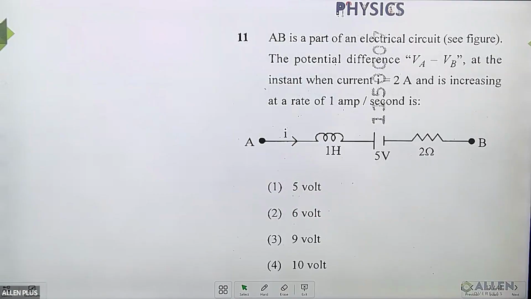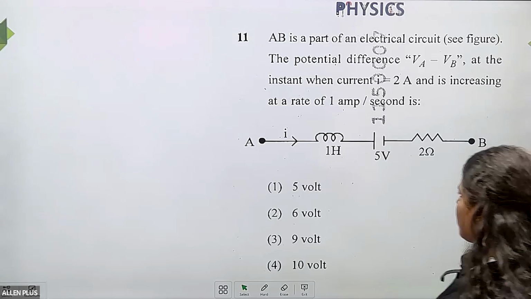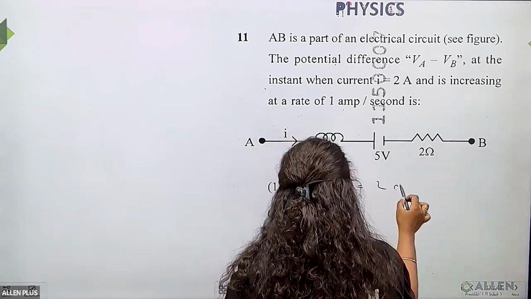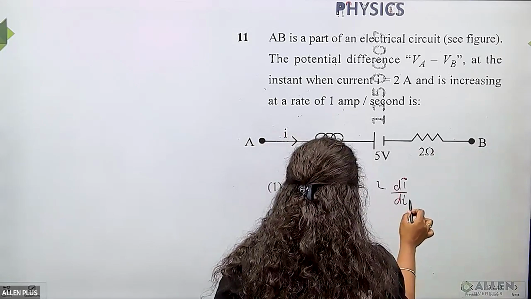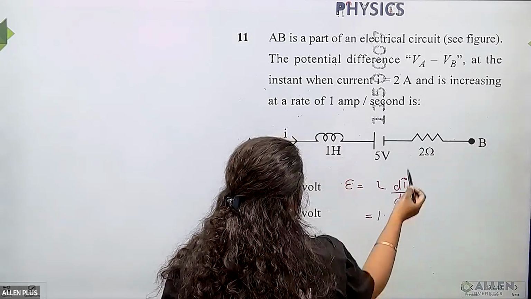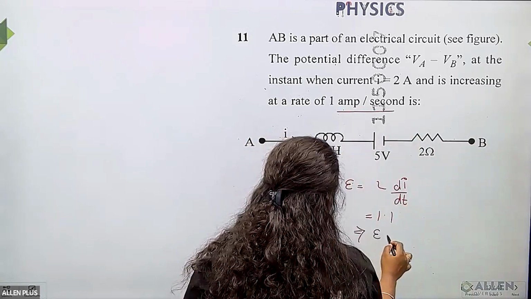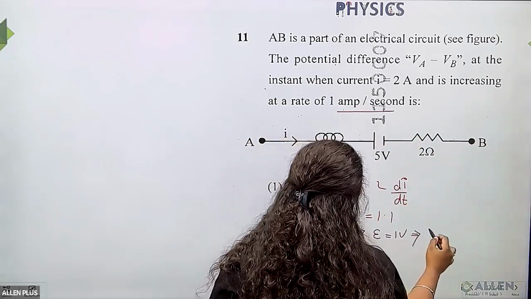Question number 11. AB is a part of an electrical circuit. The potential difference VA minus VB at the instant when current I is equal to 2 ampere and is increasing at the rate of 1 ampere per second. So here we have an inductor, a battery and a resistor. The potential drop along the inductor, epsilon, can be written as L di by dt. What is the value of L here? 1 into rate of change of current, which is 1. So from here I can say epsilon is equal to 1 volt across the inductor.